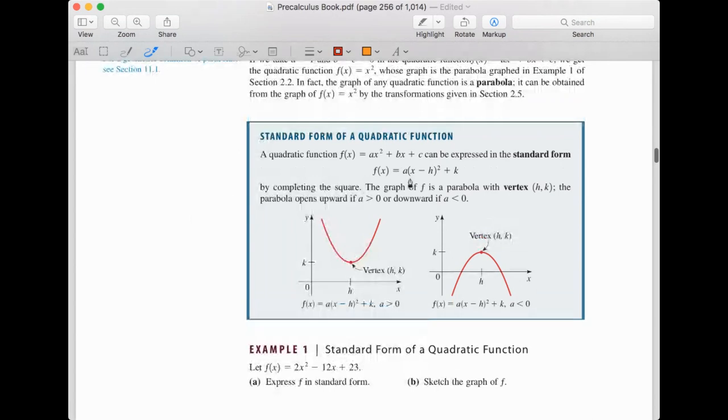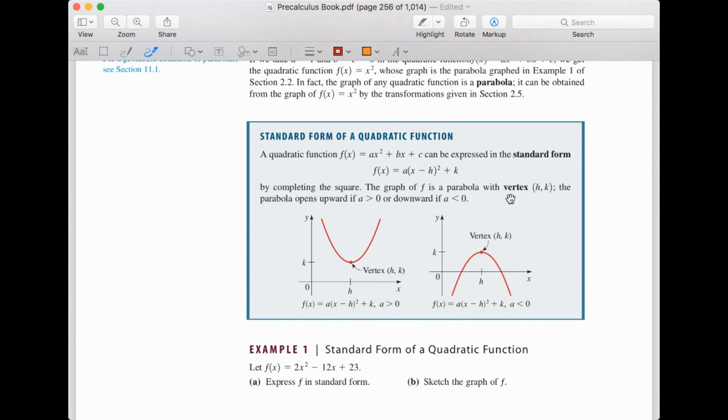So quadratic function we can write in another sense. We can write it this way. This is called a vertex form. If we can write it in this form, then h comma k becomes the vertex. The vertex is the minimum point on an upward parabola, and the maximum point on a downward parabola.